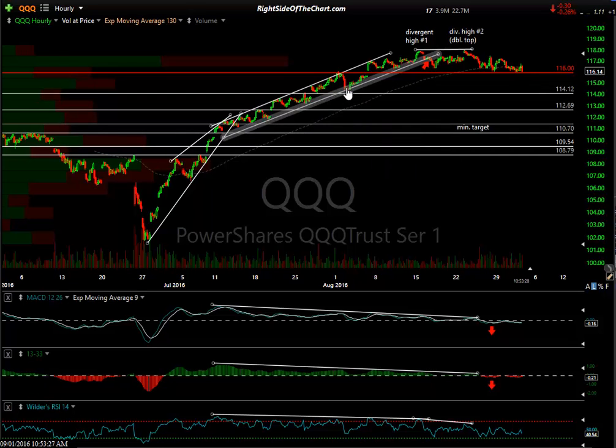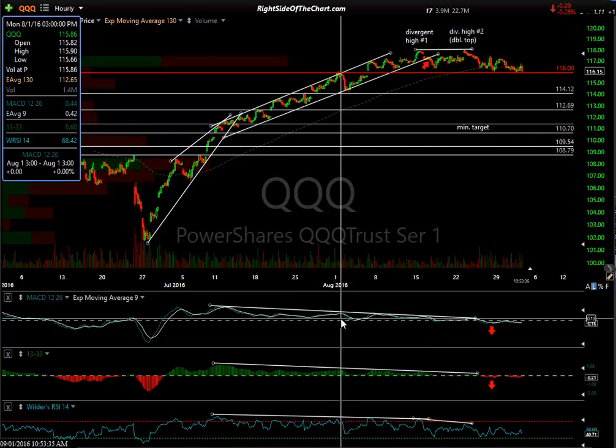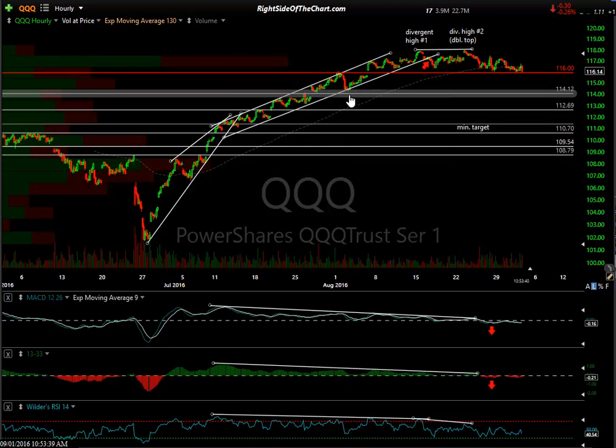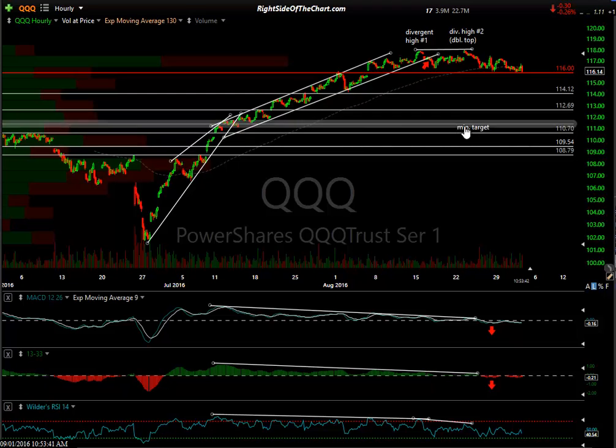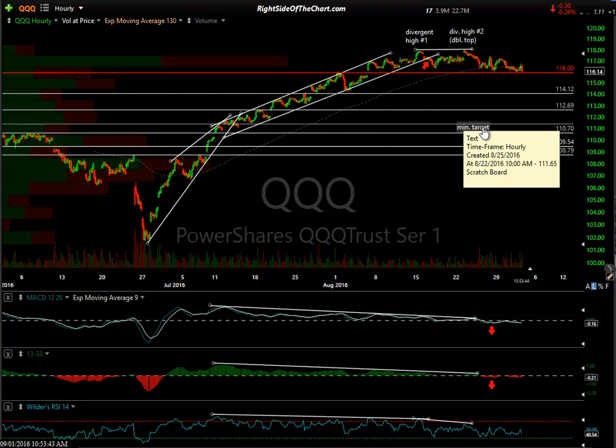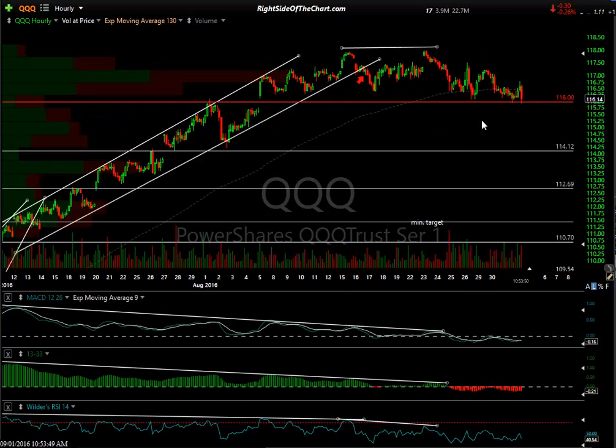This trend line back here, this rising channel on the Qs, when we had this first divergent high right here, you can see the peak in the MACD, the histogram down below, the RSI. Let's say that had broken. My expectation back then would have been at this minimum target. Now, my expectation is still this minimum target. However, we're going to fall from a much higher level when 116 goes.